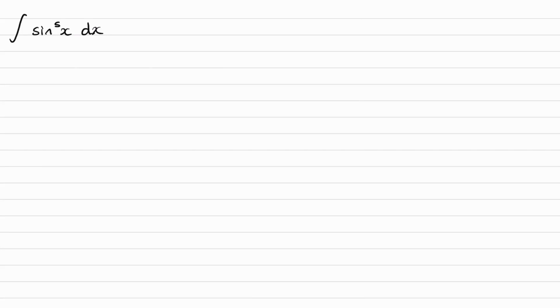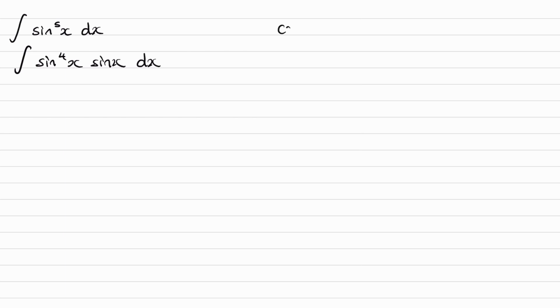The method we're about to use will work for sine to the power of an odd number or cos to the power of an odd number, where the power is not just simply 1. So for instance, if you had sine to the power of 3x, or sine to the power of 5x, sine to the power of 7x, or cos to the power of 3, 5, 7, you can use this same method. And you'd start off by rewriting this as, so taking out a factor of sine x, so it becomes sine to the power of 4x times sine x.